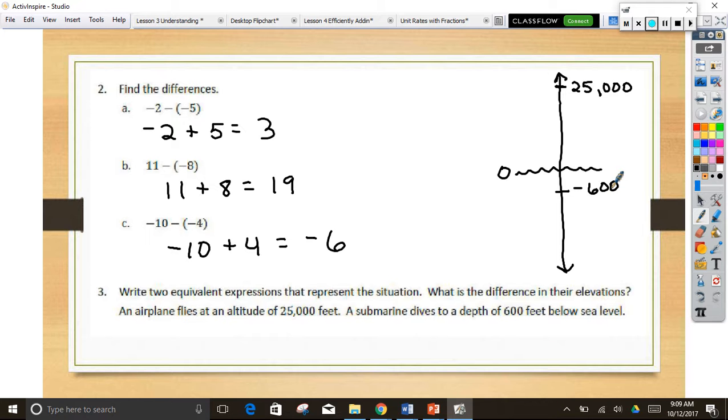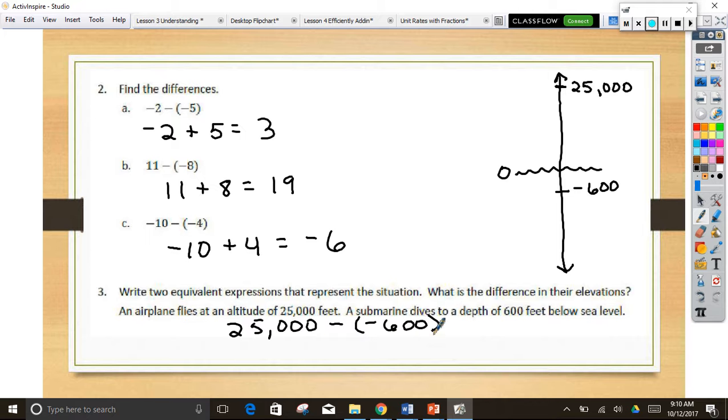Okay, now if I want to find the difference between the two numbers, what do I do to find the difference? Elena? 25,000 minus 600. What's that? 25,000 minus 600. You're close. You want to subtract to find the difference, but we're not subtracting that. Plus negative 600. No, not quite. Jake? 25,000 minus negative 600. There we go. 25,000 minus a negative 600.